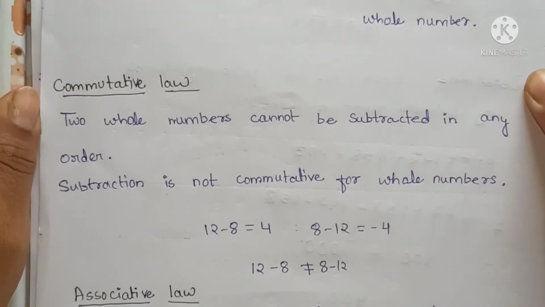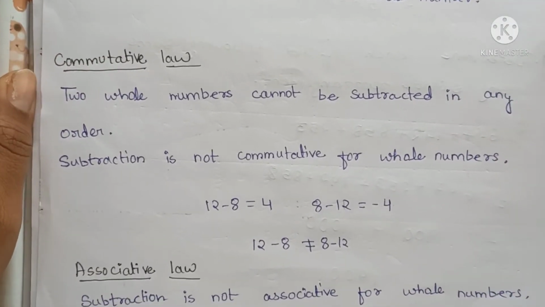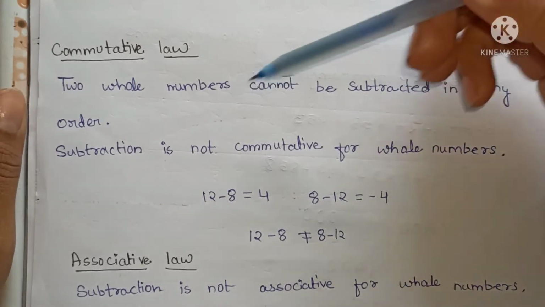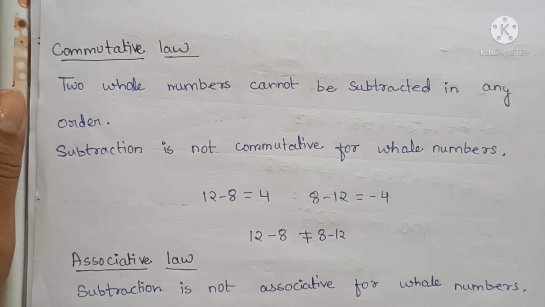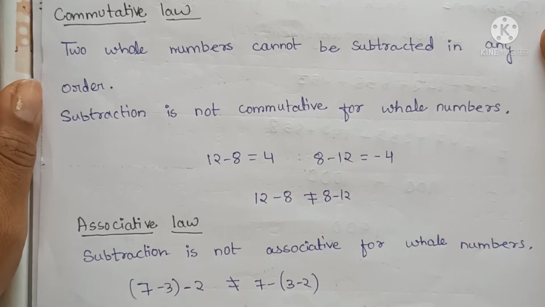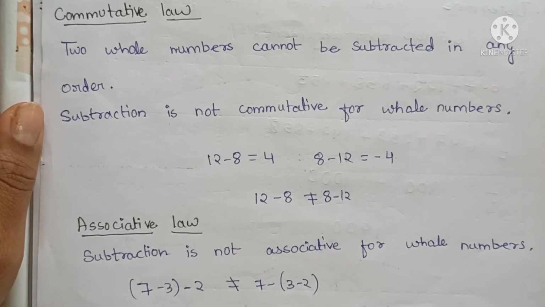Okay. Next comes the commutative property. Two whole numbers cannot be subtracted in any order. Subtraction is not commutative for whole numbers. So if we change the order of the subtraction, then we may not get a whole number as the answer.